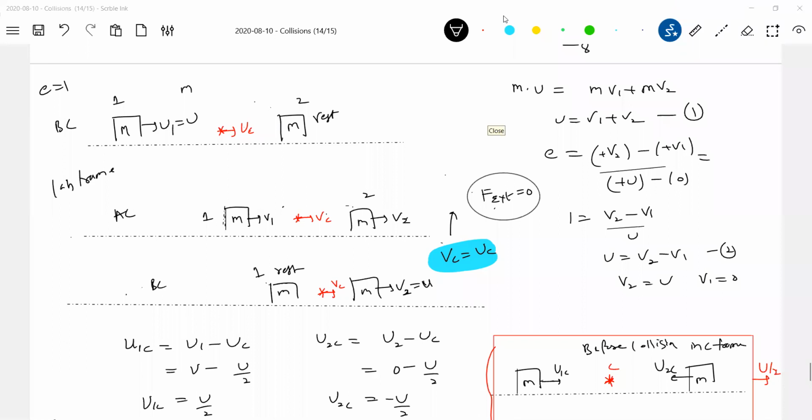The forces that are acting during collision will become internal to the colliding objects. That's why I'm writing net external force 0 here. So the forces that are acting during collision, they'll become internal forces.